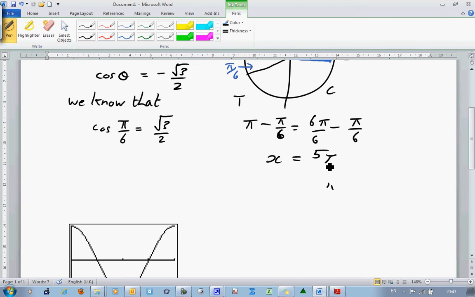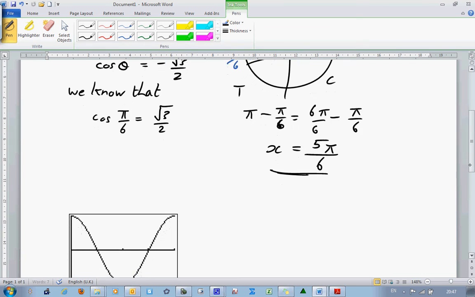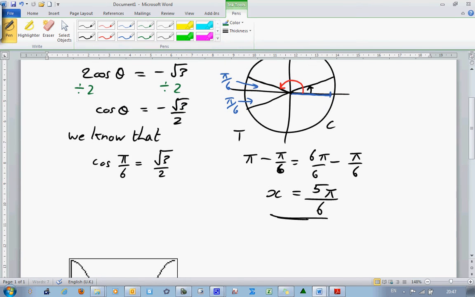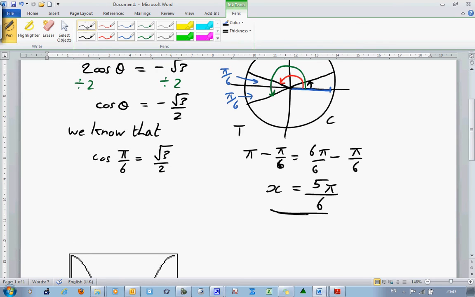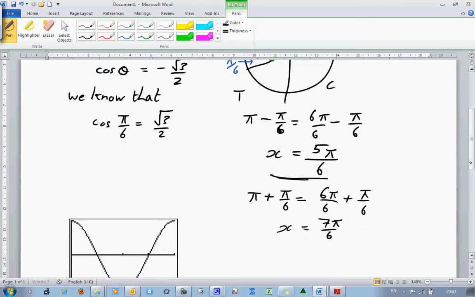The second solution is, I'll mark this one in green, go all the way around to there, and you can see it's gone past halfway, so it's gone past the pi mark. So this time this will be pi adding pi over 6, which again we can write as 6 pi over 6 plus pi over 6, gives us our second solution as 7 pi over 6, and that's what we leave the answers as. So there's our two solutions, 5 pi over 6 and 7 pi over 6.